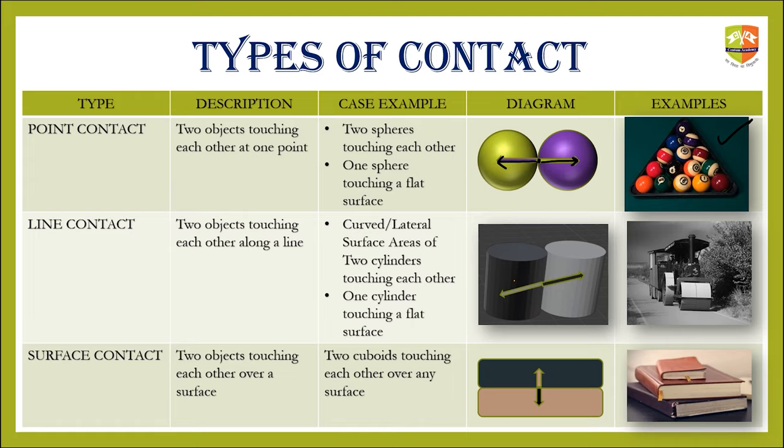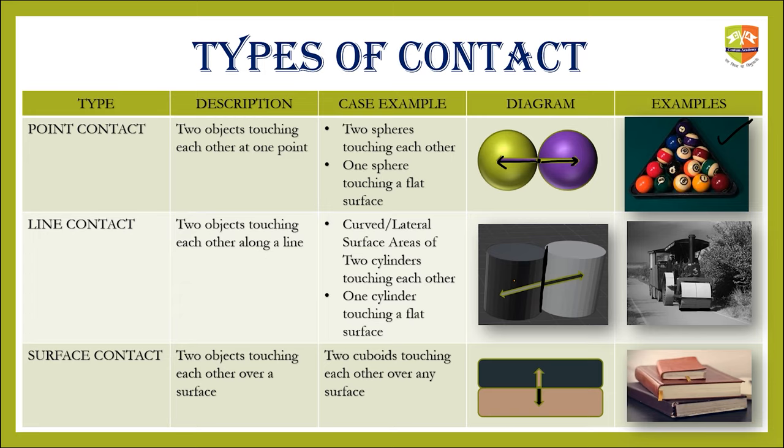The other type is called line contact. Let's say there are two cylinders. If you see here, they touch along one line. It's not visible from this angle, but I'll try to show you. This line here, they would be in contact with, isn't it? So this is line contact. Similarly, a cylinder and a plane will have a line contact, just like a roller moving on the road. It is always having a line contact.